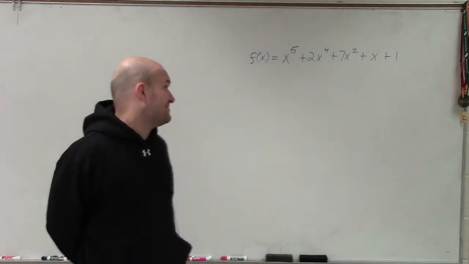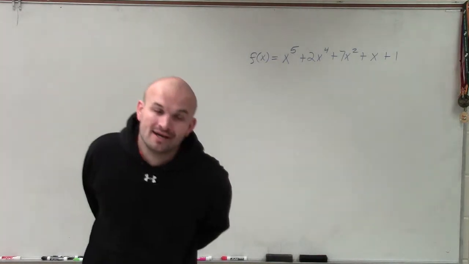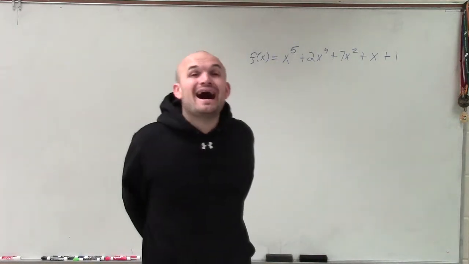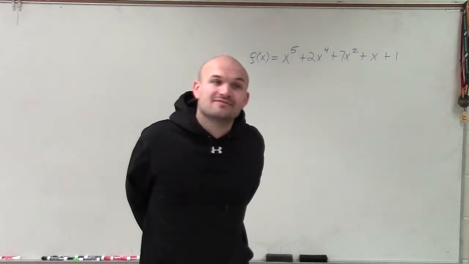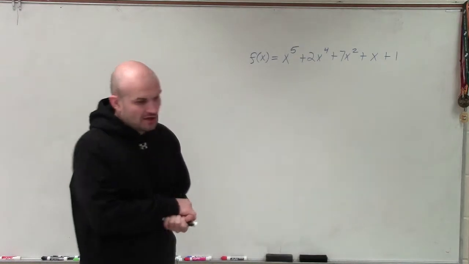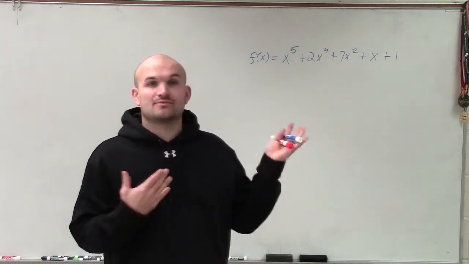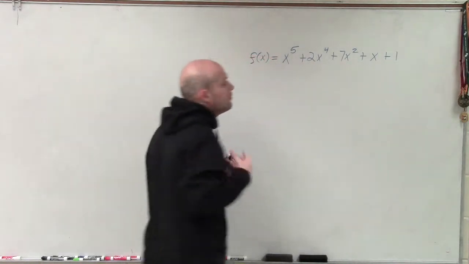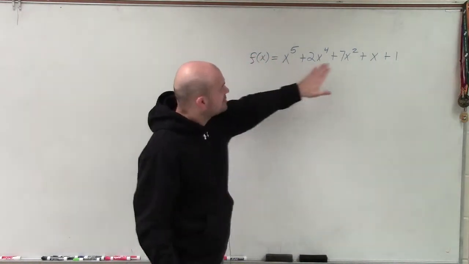So in this case, what I have is f of x equals x to the fifth plus 2x to the fourth plus 7x squared plus x plus 1. And what we want to do is use Descartes' Rule of Signs to determine all of the possible positive and negative real zeros. So first of all, the most basic one to do is determining the positives, because we can just take the function and determine the changes in signs between each one of our terms.